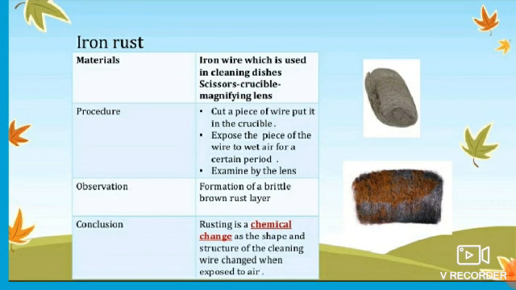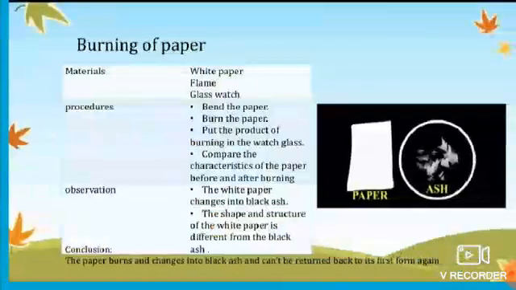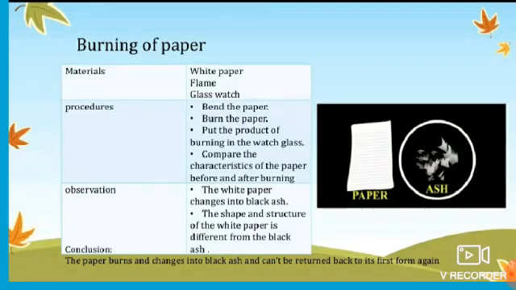That concludes that rusting is a chemical change, as the shape and structure of the cleaning wire changed when exposed to air. Another example on your screen is burning of paper. For this, we need materials: white paper, flame, watch glass. Then the procedure: bend the paper, burn the paper, put the product of burning in the watch glass. Compare the characteristics of the paper before and after burning.